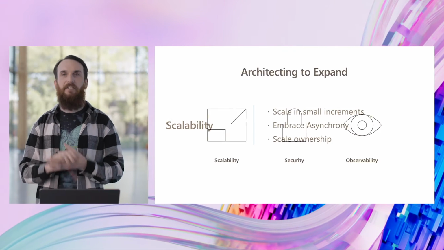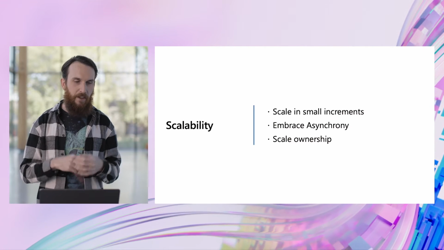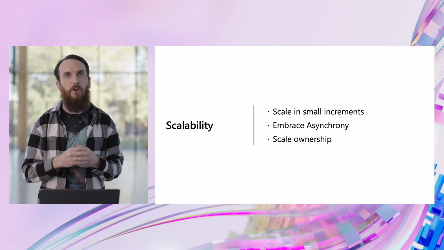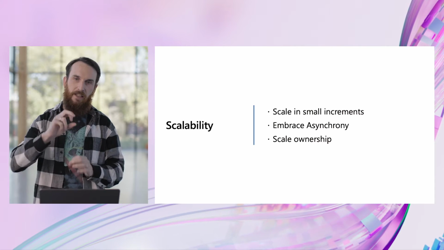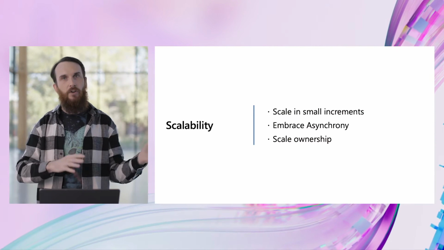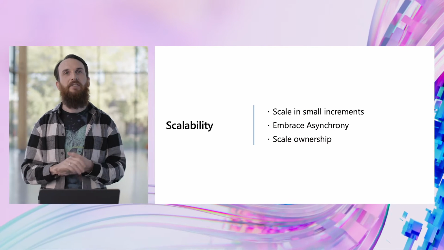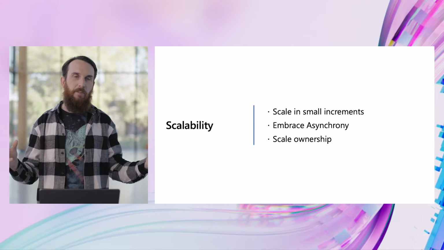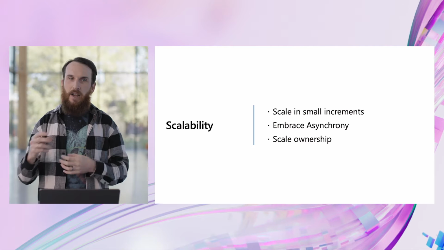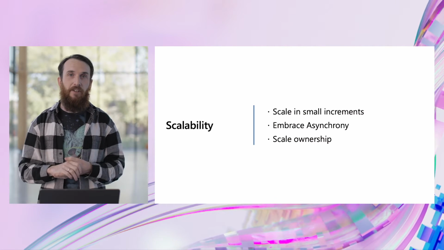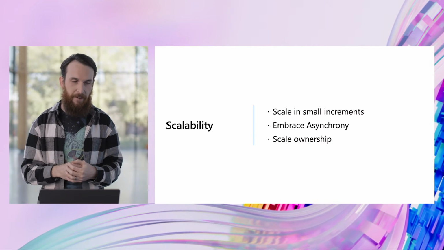So, scalability. Now, there's lots of ways to approach scale, but I think for us, as we're expanding, the best thing to think about is being able to scale in small increments. That means choosing services and instance sizes that allow you to take little bits and add them together rather than having huge monolithic changes. So scale in small increments and embrace asynchrony. As you split out into microservices, which is often what happens at this expand stage, you want to be able to have services talk to each other asynchronously, which is going to allow you to massively increase your performance without necessarily having to spend a huge amount of money.